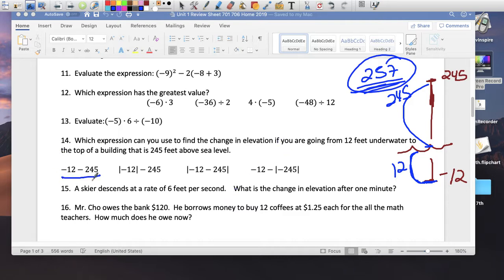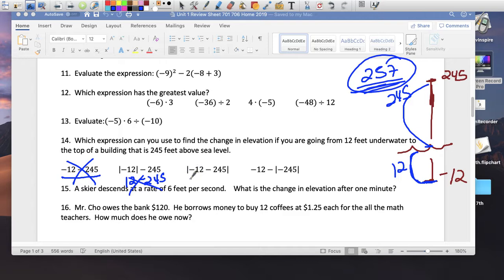Anything that gives me a negative answer, you can disregard without doing anything. If you look at the first one, negative 12 minus 12, negative 245, that's going to give me a negative answer. I know that's not going to work. Second one, the absolute value of negative 12 is 12, minus 245. Again, this is going to give me a negative answer, because I have $12 and somebody's going to take $245 away from me. I'm going to be in negative, right? So even without doing the rest, it's already gone. So it's between these two.